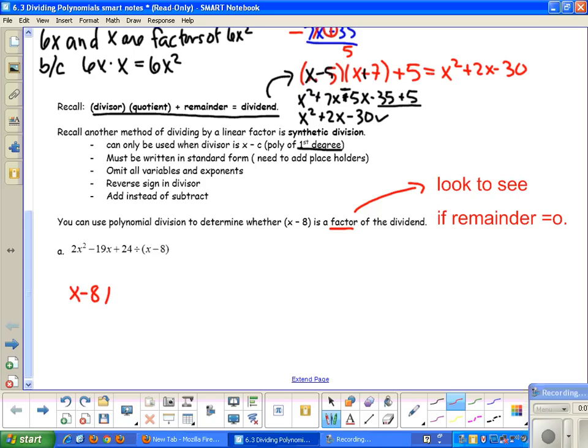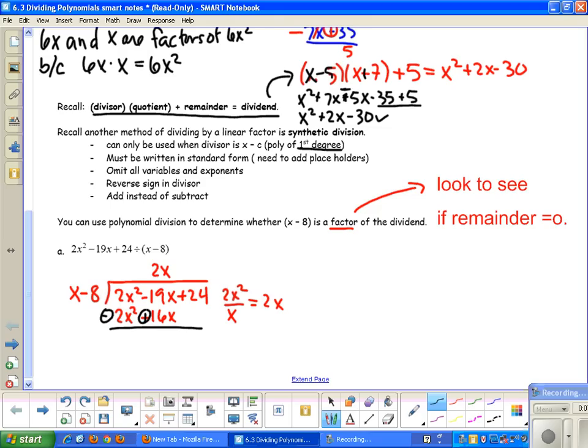So x minus 8, and then underneath for my dividend, I have 2x squared minus 19x plus 24. So it's in standard form. I wasn't missing any 0 placeholders, so I didn't have to add them in. So I want to see how many times does x go into 2x squared? So 2x times, line it up. Multiply, so we have 2x squared. 2x times negative 8 gives me negative 16x, and then don't forget that we have to subtract or change our signs, so that cancels out, and then I'm left with negative 3x plus 24.